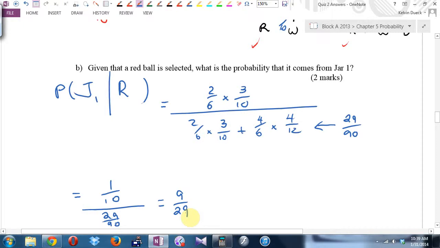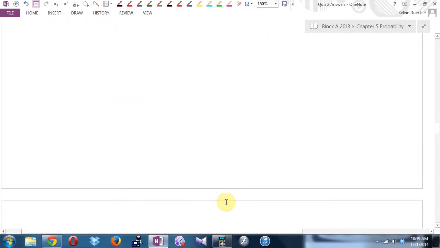Now, for 2 marks, how would I give you part marks? I would go something like this. I would give you a half mark for recognizing that it's conditional and getting the statement right. I would give you a half mark if I saw that on the top. I would give you a half mark if I saw either the long written out version or the simplified version on the bottom. And then I would give you a half mark for the correct answer. But if you got the right answer, you get 2 out of 2. Is that okay so far?